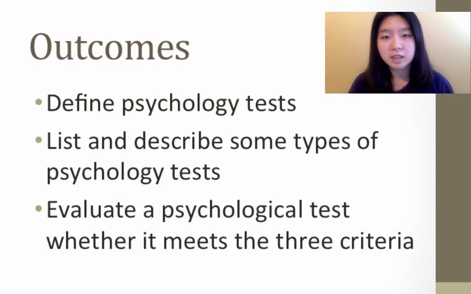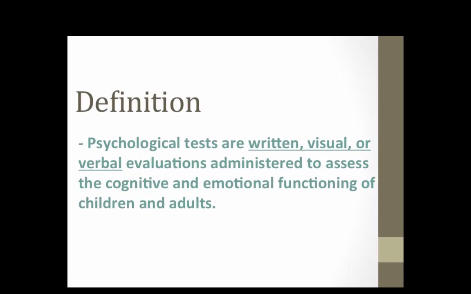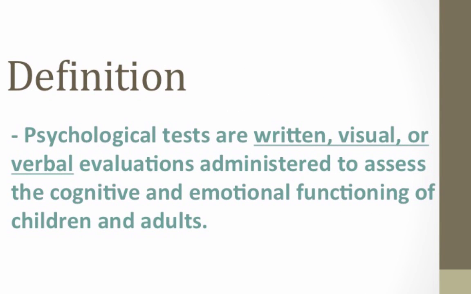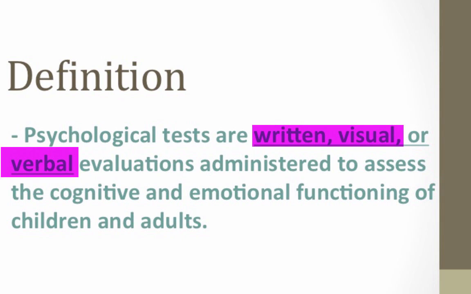And after learning this lesson, you should be able to define psychology tests, list and describe some types of psychology tests, and also evaluate a psychology test whether it meets the three criteria. And here is the definition. You can compare what you wrote just now. Psychology tests are written, visual, or verbal evaluations administered to assess the cognitive and emotional function of children and adults.